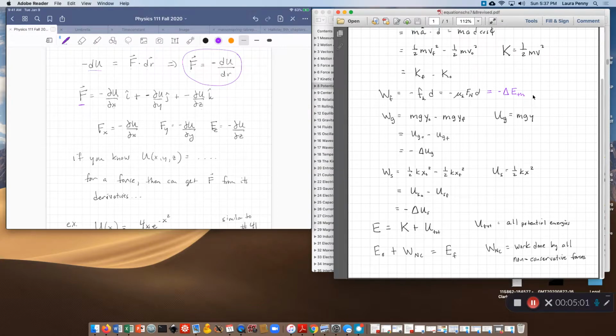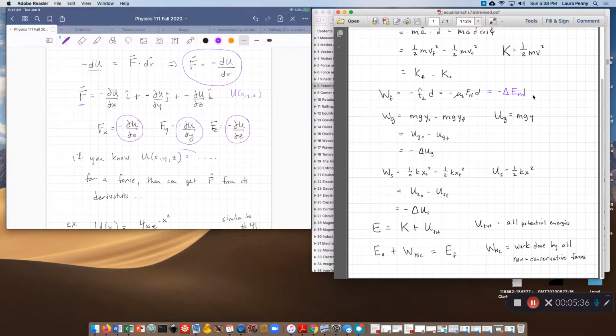It means that if U is actually a function of x, y, and z, when you take the derivative with respect to x, you're only taking the partial derivative with respect to that variable x. So this F of x, the x part of our force, would be negative the derivative of our U with respect to x. The F sub y would be negative the derivative of the potential energy with respect to y, and the z part, again, would similarly be the negative partial derivative of U with respect to z.